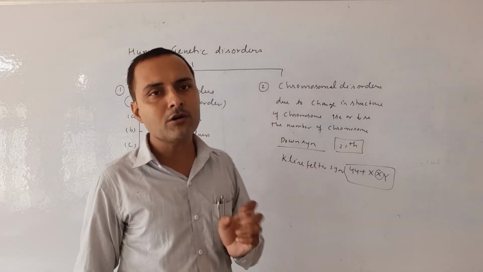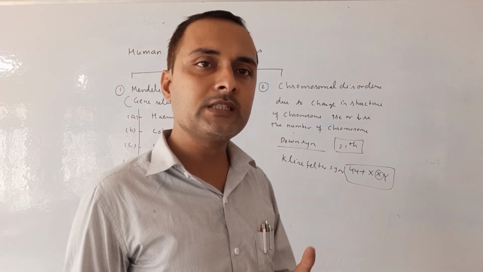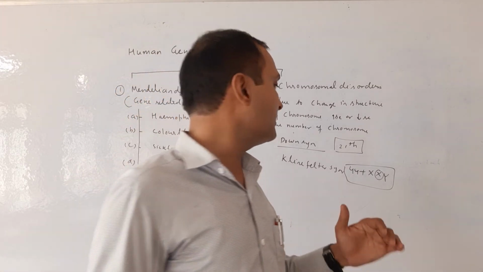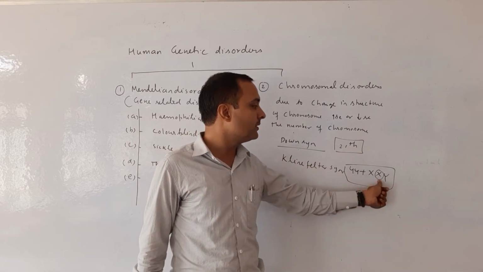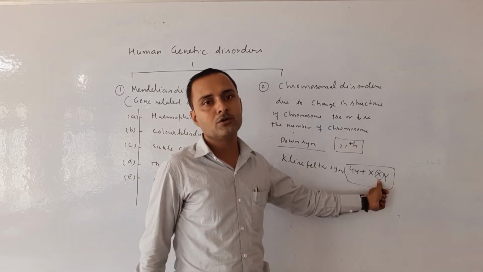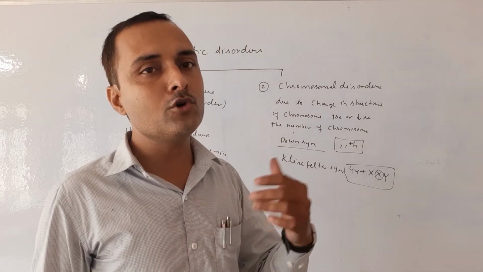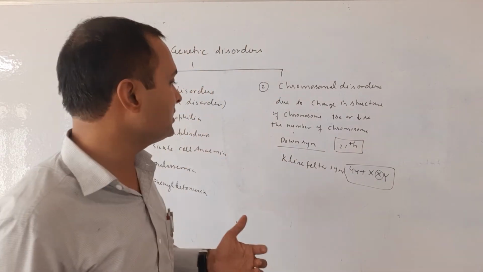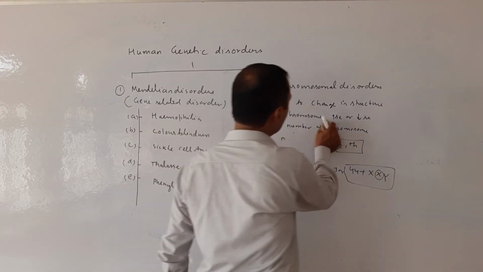So in case of Down syndrome, there is a trisomy of the 21st chromosome. It is an autosomal disorder. Whereas in case of Klinefelter syndrome, there is a trisomy of one X chromosome, and the person suffering from Klinefelter syndrome has more female characters due to the increased X chromosome. So this is all about the chromosomal disorders.